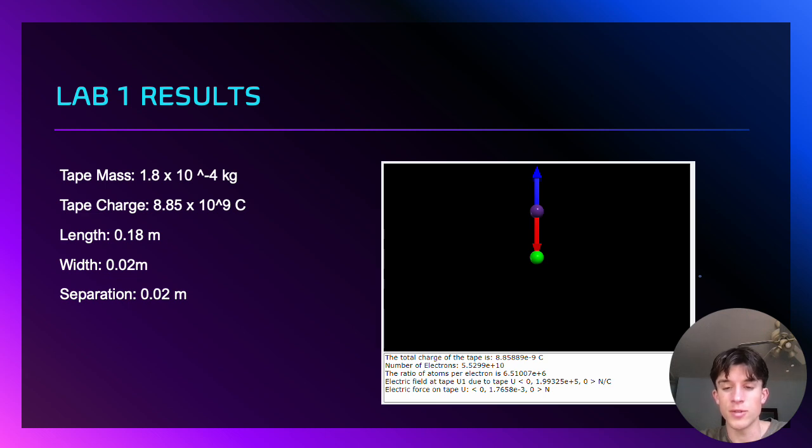So here's just a quick overview of Lab 1 results. The top charge was pushed down by gravity equally as it was pushed up by the electric force of the bottom tape. So we decomposed Coulomb's law to find that the tape had a charge of 8.85 times 10 to the negative 9 coulombs. And we did this treating the top and bottom charge as a point charge, as you can see in this photo.